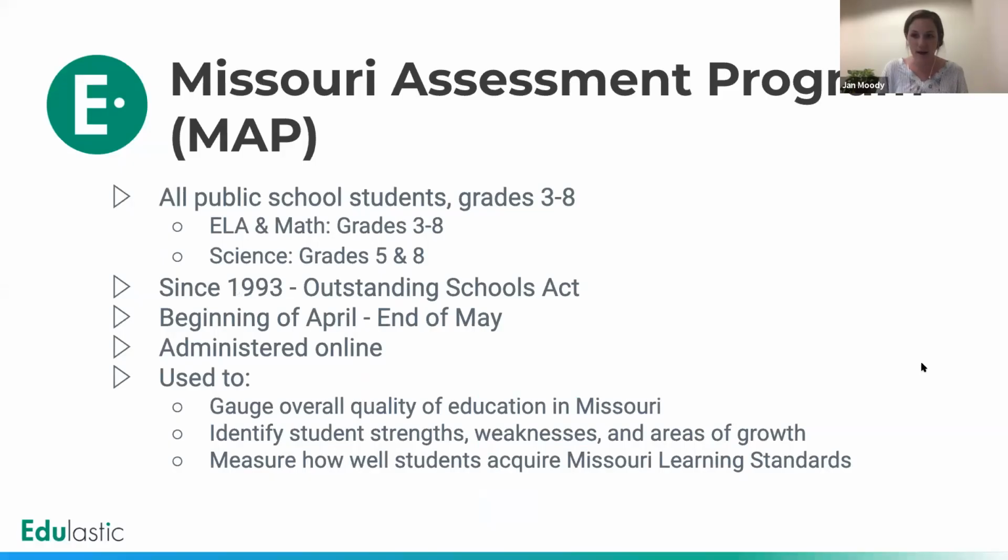So here's a little bit of background on the MAP, which stands for Missouri Assessment Program. It's given to all public school students in grades 3 through 8. That includes ELA and math, which take it in all grades 3 through 8, and then science only takes it in grades 5 and 8. The Missouri Assessment Program test has been around since 1993, and each year it's given in the spring, so from the beginning of April to the end of May.